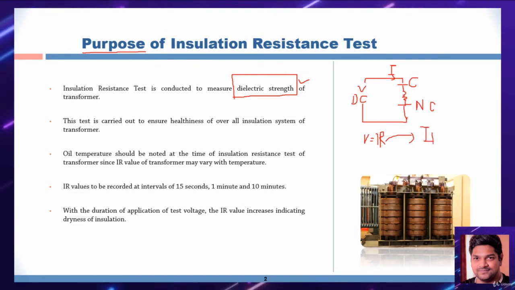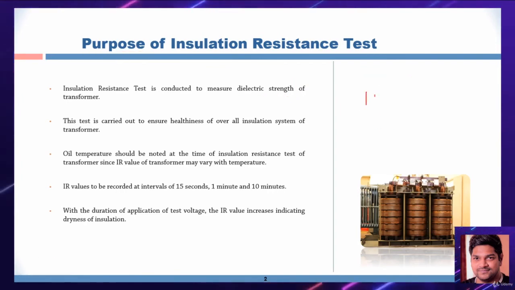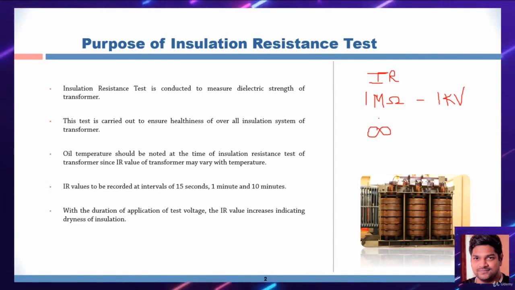But how will we know whether the insulation resistance is enough or not? For this, there is a thumb rule that for every kilovolt of the rating of equipment, the insulation resistance should be 1 mega ohm. So, as a thumb rule, just remember that ideally the insulation resistance should be as high as it can be. Ideally, it is said that the insulation resistance is infinite. That's the ideal condition.